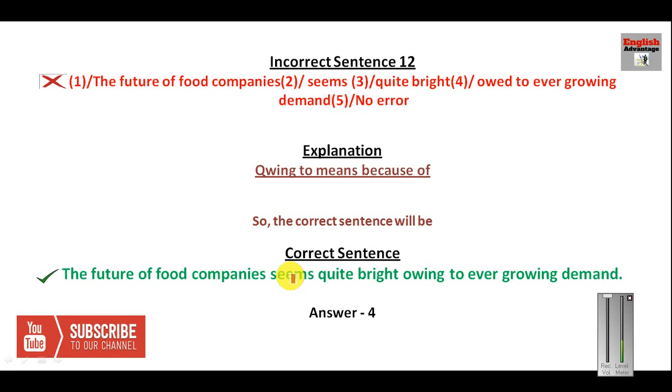Next sentence, the future of food companies. The future is singular, so the seems here is correct. Quite bright, correct. The future of food companies seems quite bright. Why is this quite bright? Because of ever growing demand. So you have to imply here because of, and because of can be implied by owing to, not owed to. So owing to means because of. You have to replace this word by owing to. So your answer will be 4.